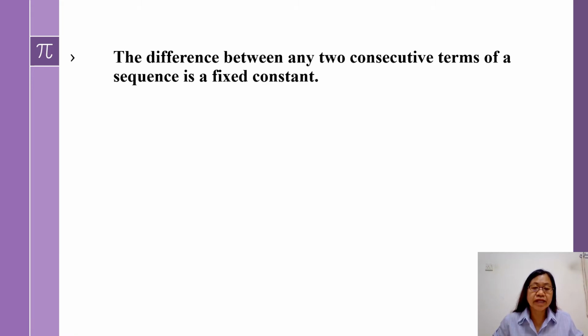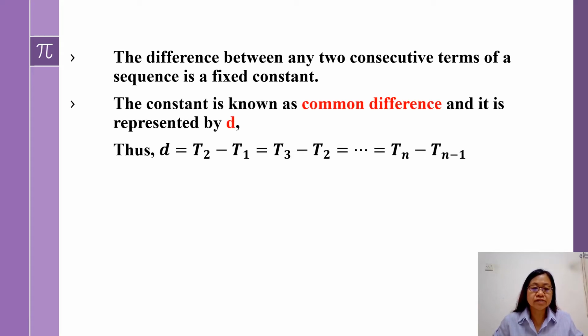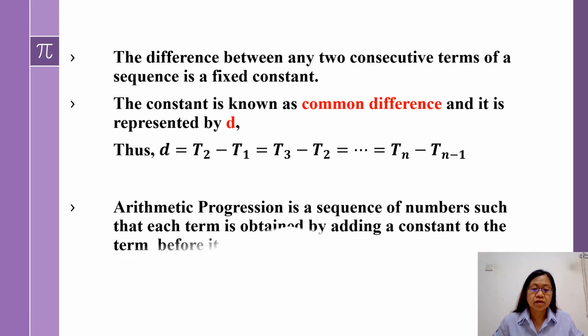The difference between any two consecutive terms of a sequence is a fixed constant. The constant is known as the common difference and it is represented by d. So d equals T2 minus T1, equals T3 minus T2, and equals Tn minus Tn minus 1. An arithmetic progression is a sequence of numbers such that each term is obtained by adding a constant to the term before it.